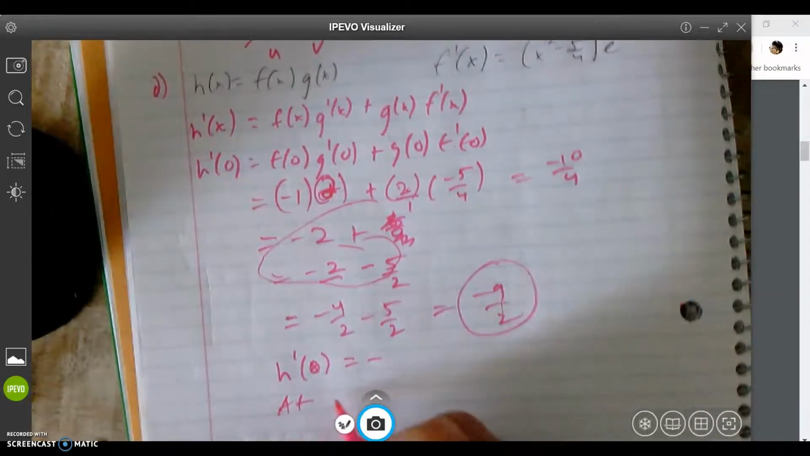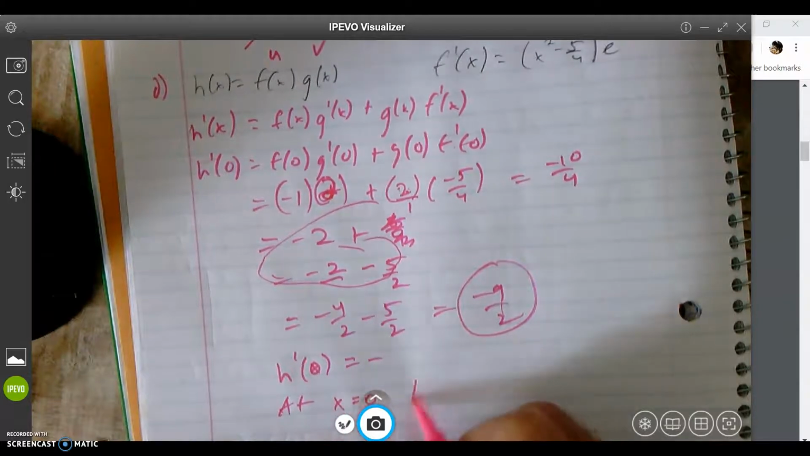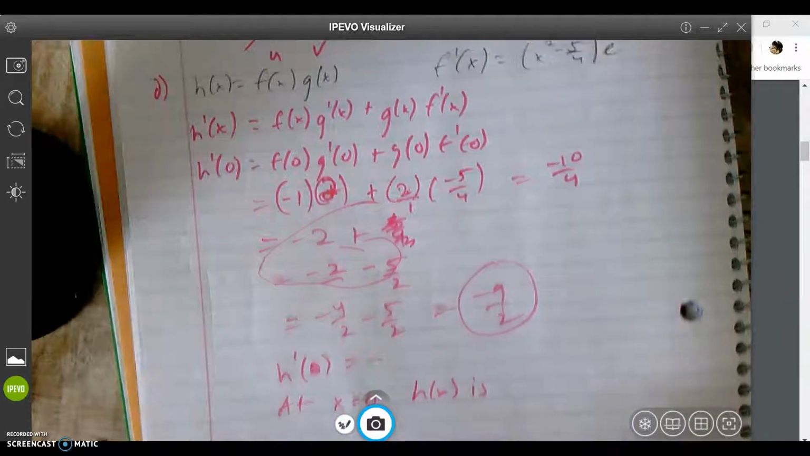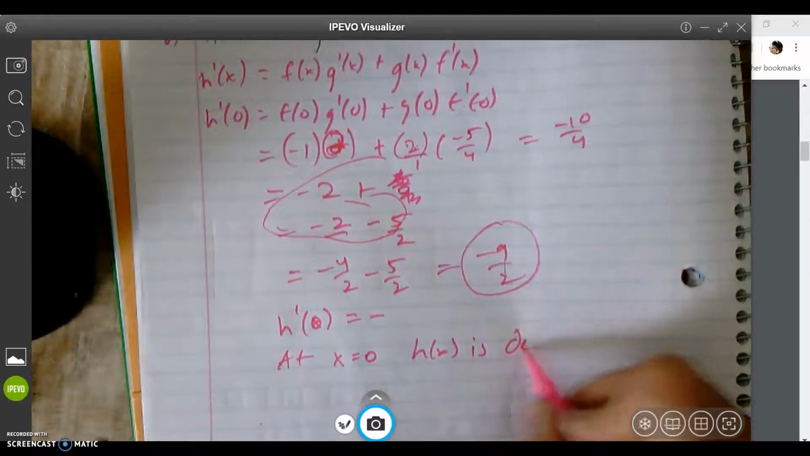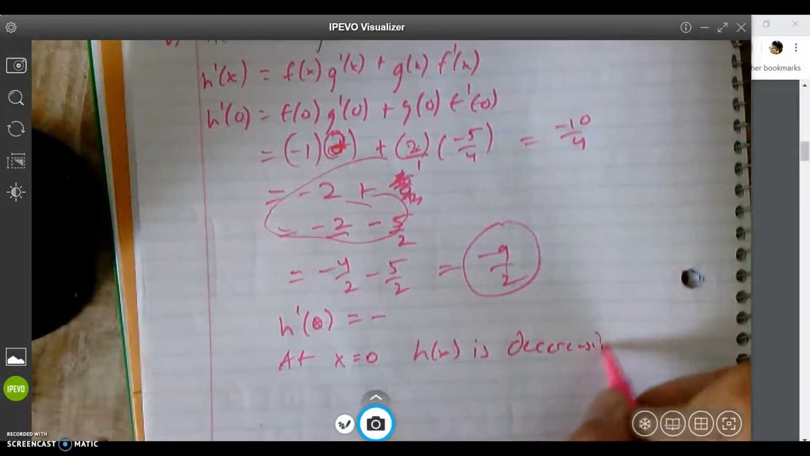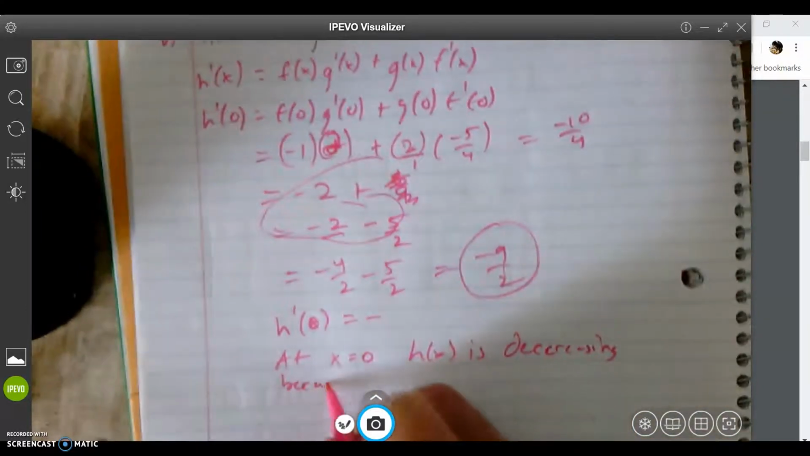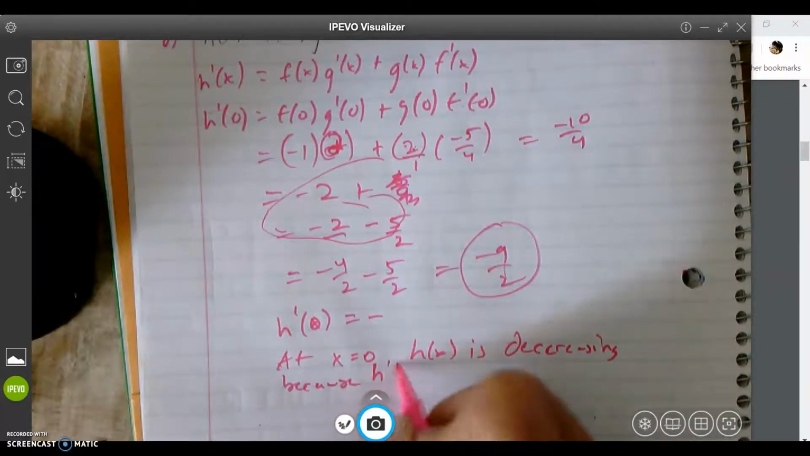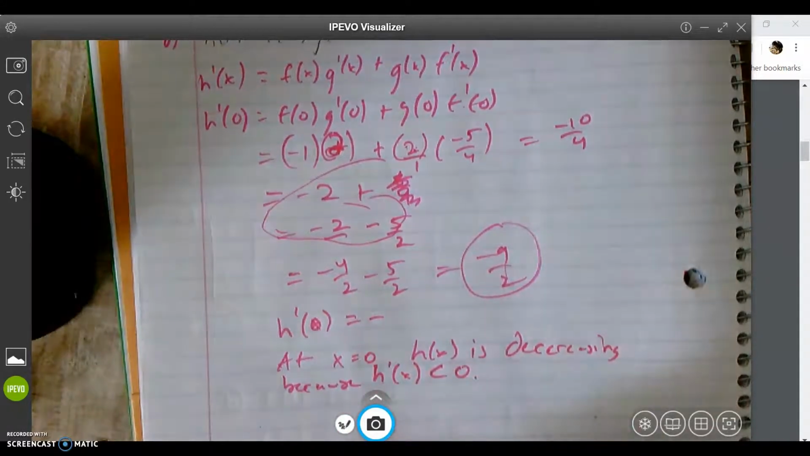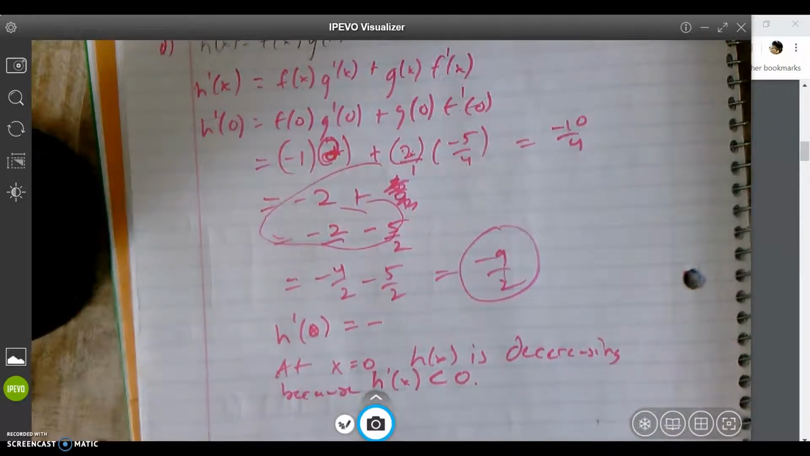So at x equals 0, h of x is decreasing because h prime of x is negative. There we go. That is parts A, B, C, and D.